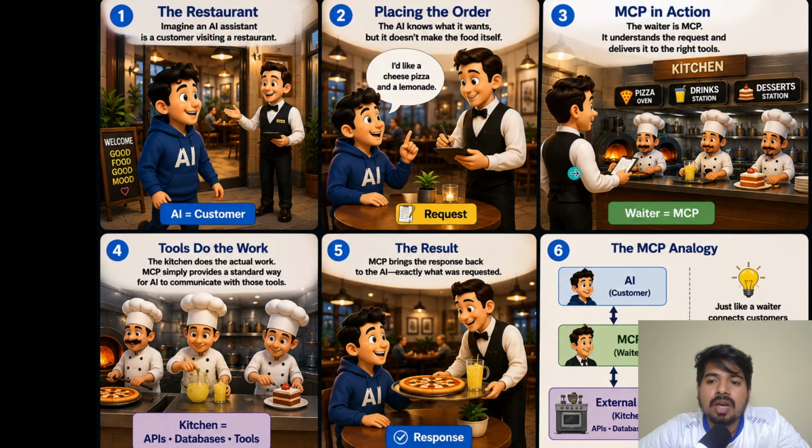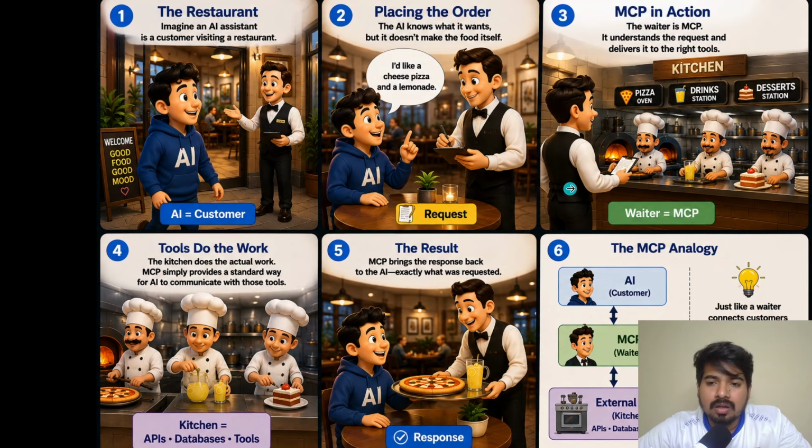Instead of you communicating with the chefs, you communicate with the waiter, and the waiter does all the necessary communication with the chefs. When the food is prepared, the chefs hand it over to the waiter, and the waiter hands it over to you. So in this entire example, the waiter is an MCP.